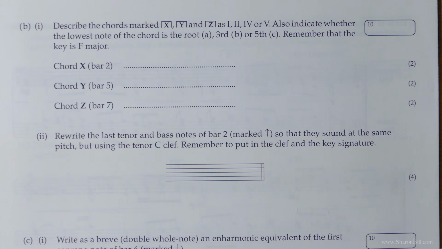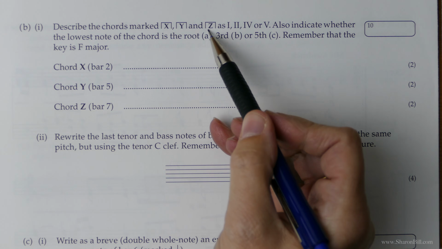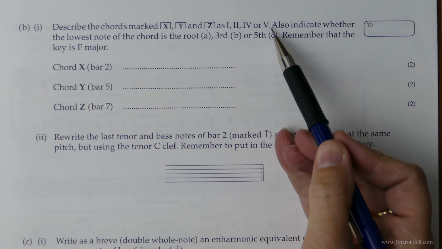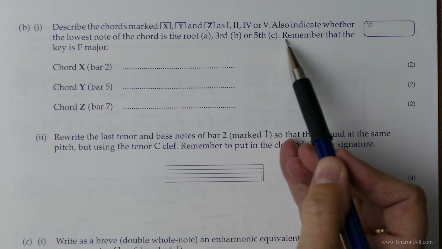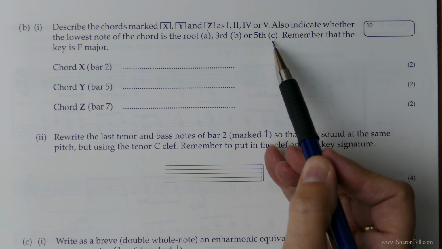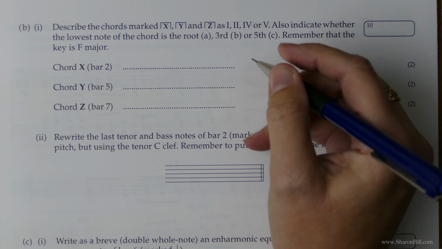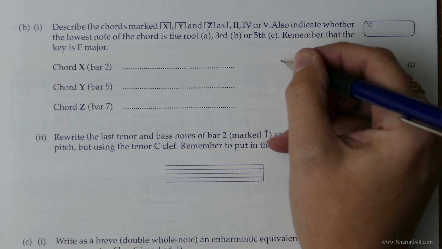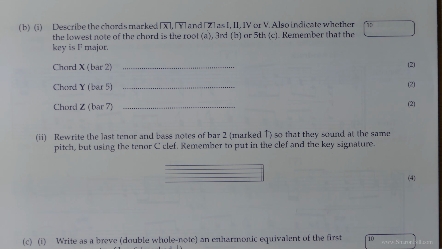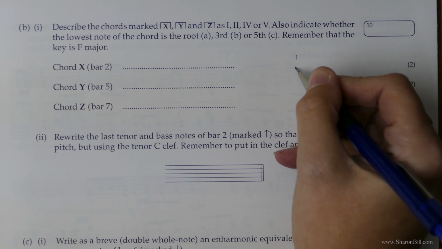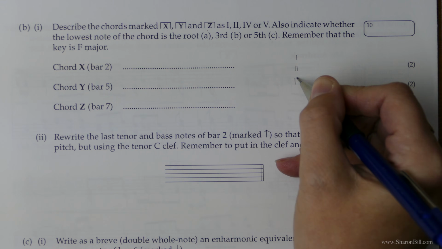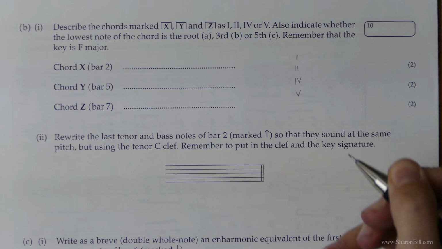So we need to describe the chords marked X, Y and Z as 1, 2, 4 or 5, and we need to say which position that chord is in, what note is in the bass. And so we're told that the key is F major. So before we go looking, let's just sketch out what it is we're going to be looking at. So we need to just write out chords 1, 2, 4 and 5.